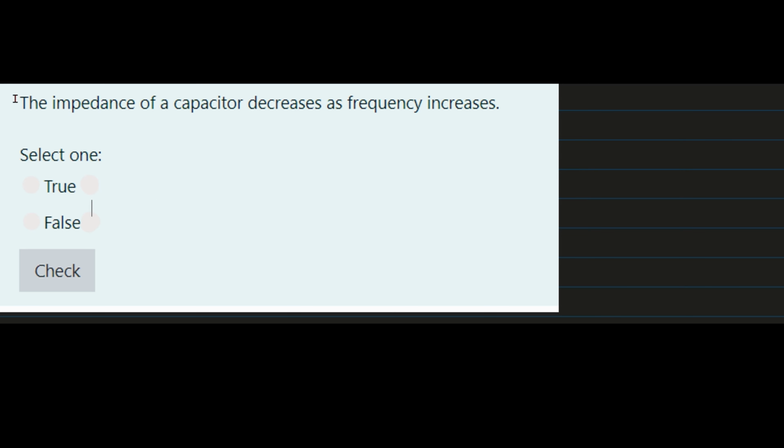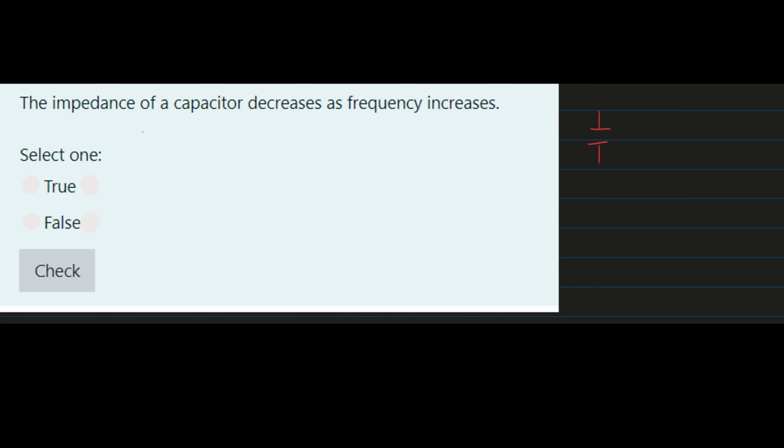For this question, we have: the impedance of a capacitor decreases as the frequency increases. Is this true or false? So what we're saying here is that we have some capacitor, and our capacitor will just look like this.